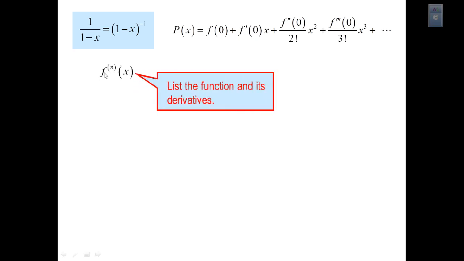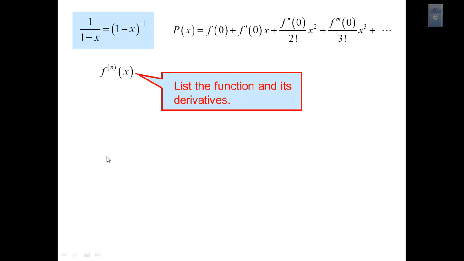So first of all, we're going to list the function and its derivatives. So f to the 0, which means the original function, is 1 over 1 minus x, or 1 minus x to the negative 1. And then we're just going to take its derivative. Now you can write these out if you need to, but these are the derivatives as we continue to take more and more derivatives.